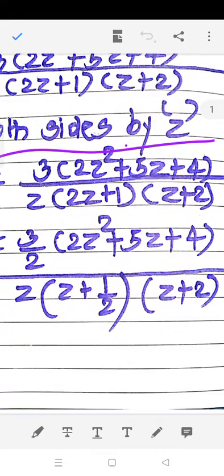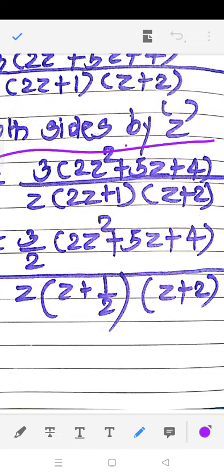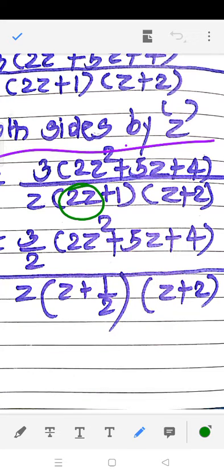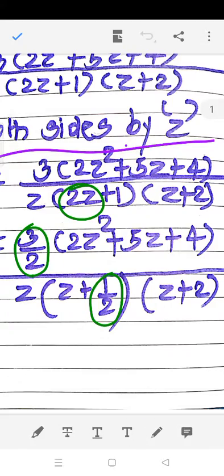These 2 I will take common. I will use a different color now. Okay, so from 2z I have taken 2 outside the bracket, that's why I am getting here 1 by 2. So this 2 I have moved here, 3 by 2. Okay, so the 2 which is present in the denominator is now 3 by 2 in the numerator. Okay, so why I have done this, you will get the concept later on.